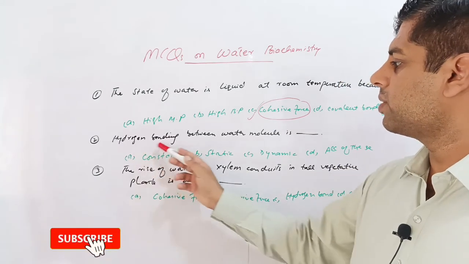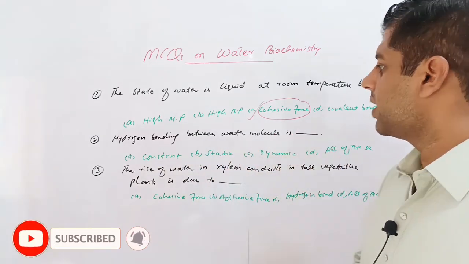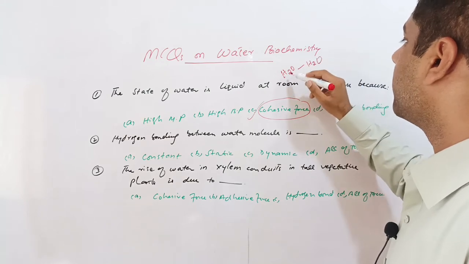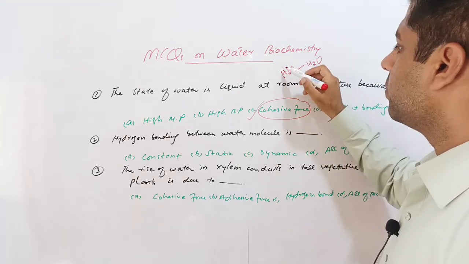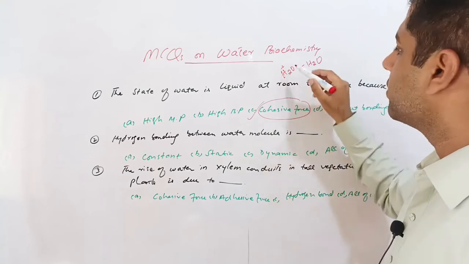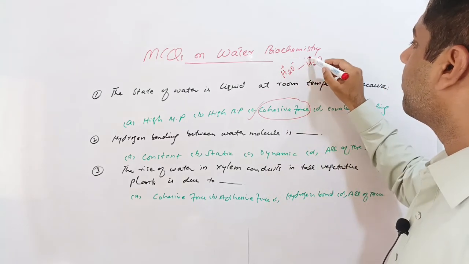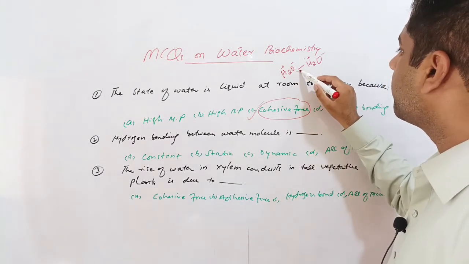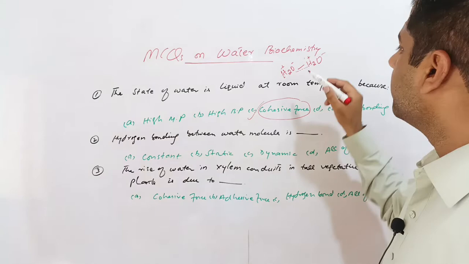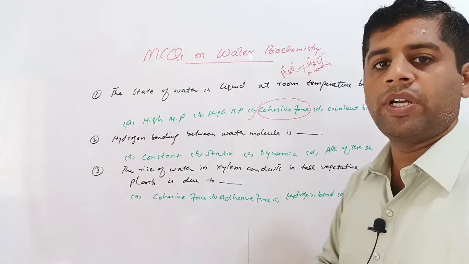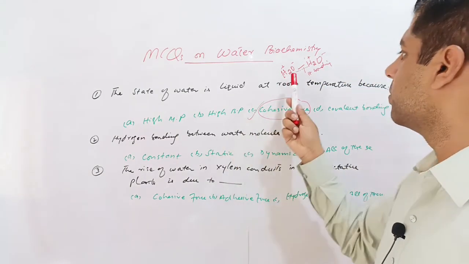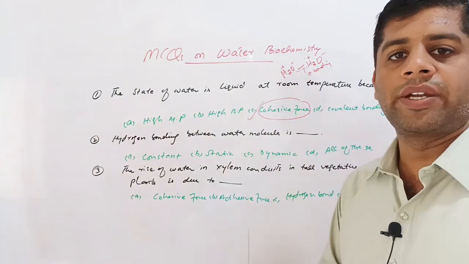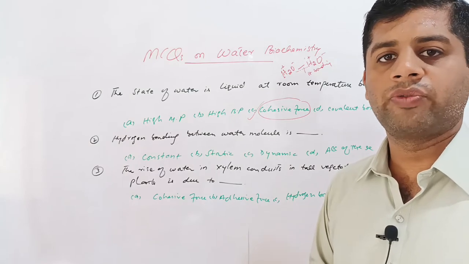The next question is: hydrogen bonding between water molecules is dash. Water molecules have hydrogen bonding because one water molecule is attracted by another due to its polarity. Hydrogen is positively charged and oxygen is negatively charged. Similarly, the hydrogen of the other water molecule is also positively charged and its oxygen negatively charged. So the negative ion attracts the positive ion, and this results in hydrogen bonding. This hydrogen bonding is basically the attractive force between two water molecules due to their opposite poles. So water molecules remain in the aggregate form, and these forces are called cohesive forces.